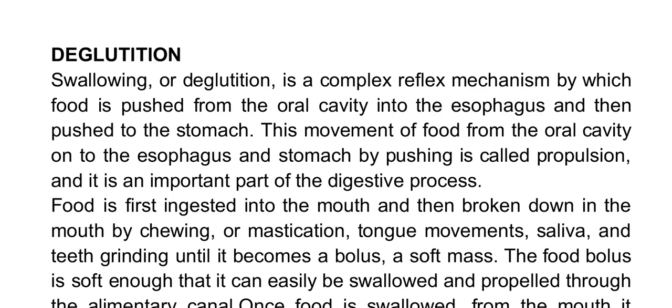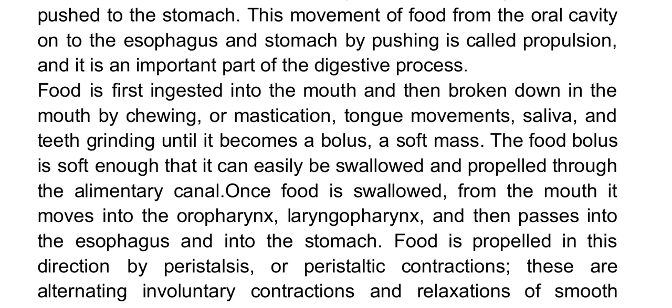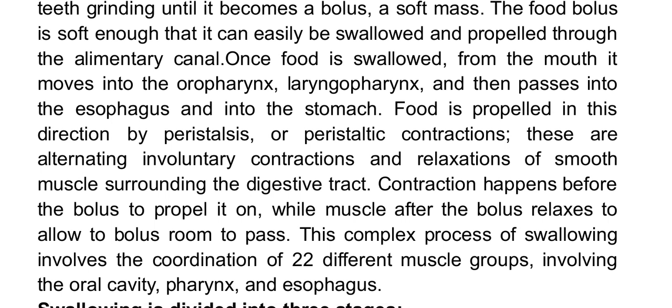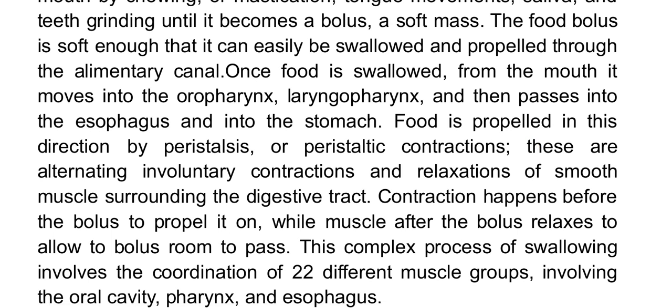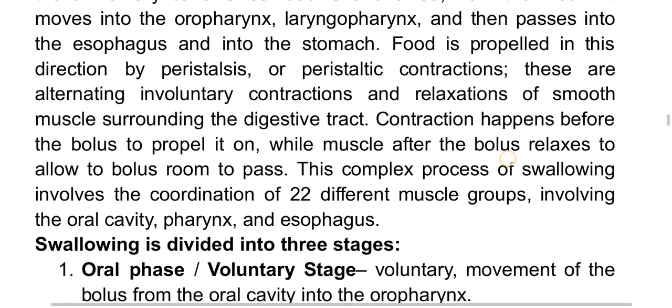Food is first ingested into the mouth and then broken down by chewing or mastication, tongue movements, saliva, and teeth grinding it until it becomes a bolus, a soft mass. The food bolus is soft enough that it can easily be swallowed and propelled through the alimentary canal. Once food is swallowed from the mouth, it moves into the oropharynx, laryngopharynx, and then passes into the esophagus and into the stomach. Food is propelled in this direction by peristalsis or peristaltic contractions.